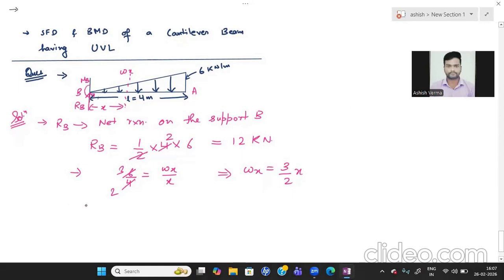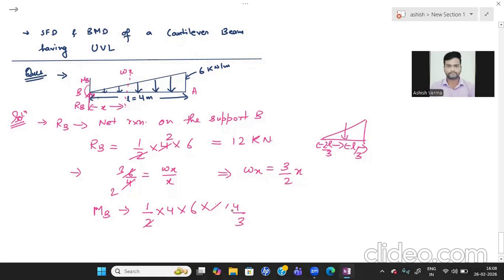Before that, we can find the moment at B. The moment will be equal to the net moment that is produced on the beam. For this, we will first determine the total load. The total load is equal to half into base into height, and then the point where the total load is applied. For a triangular loading, we know that the centroid lies at a distance 2L by 3 from the narrow end, and from the broader end it is L by 3.